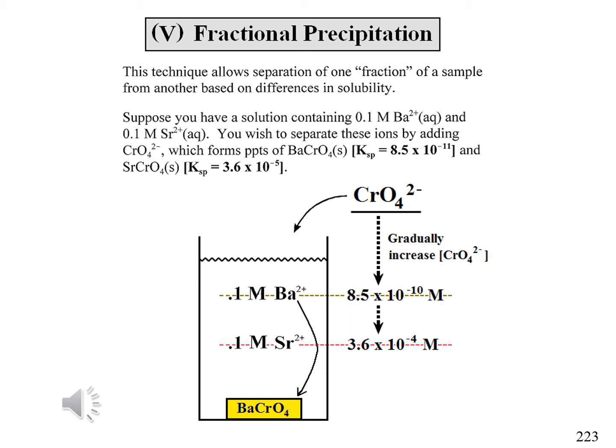The last problem we did in the last class before break was fractional precipitation. This is the problem where we had barium ion and strontium ion in solution. We calculated the amount of chromate that was required to precipitate each one, which is a type 4 problem. And we calculated the amount of barium left in solution when strontium started to precipitate. The question is whether we got rid of almost all the barium, and we did.